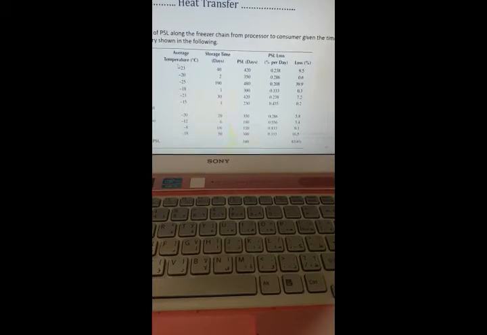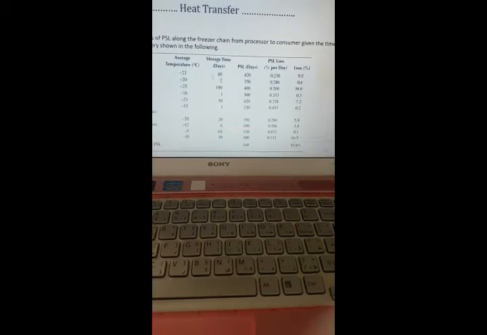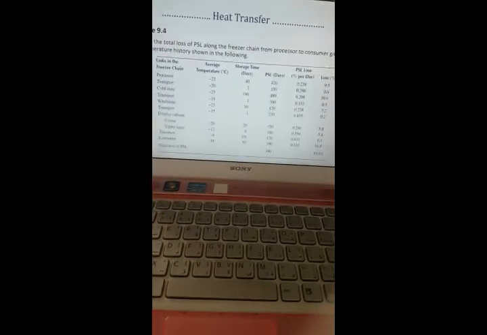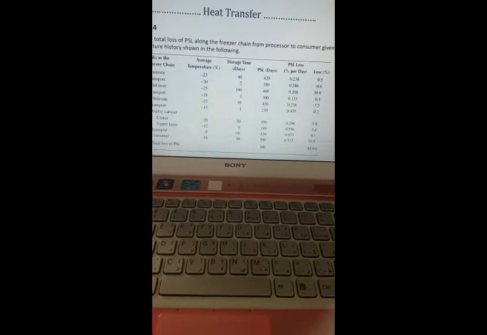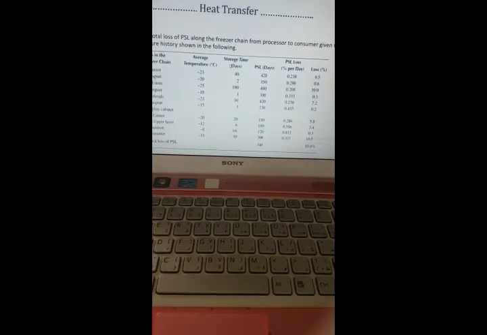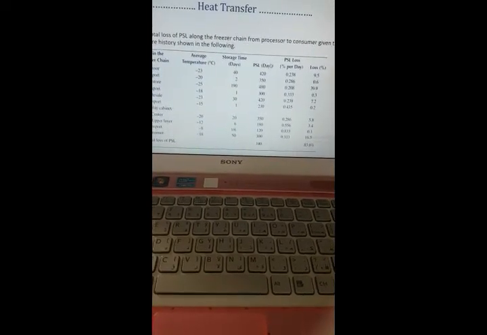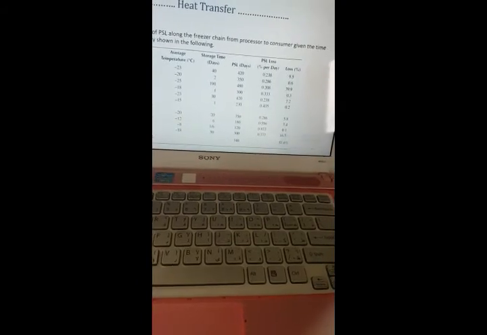Here I have the average temperature. Now, from the storage time of these days, which is represented in column 3, I can get how much percentage of loss I have until now. Since I know that the percentage of loss per 1 day is 0.238, then in 40 days, how much percentage of loss do I have?